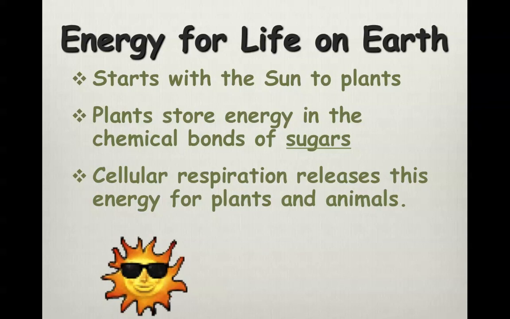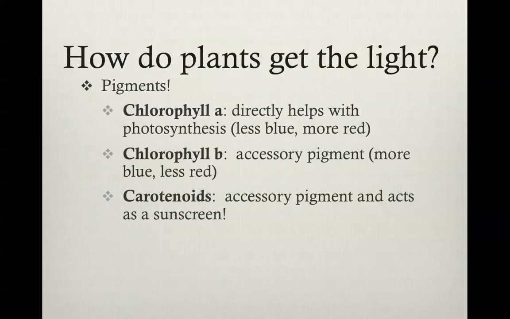So they are very similar but opposite processes, where photosynthesis makes energy out of sunlight, and then cellular respiration makes energy out of sugars. So how plants actually get light is through pigments. These pigments are things that we do not have, and therefore we can't go through photosynthesis. The pigments are chlorophyll A, chlorophyll B, and carotenoids.